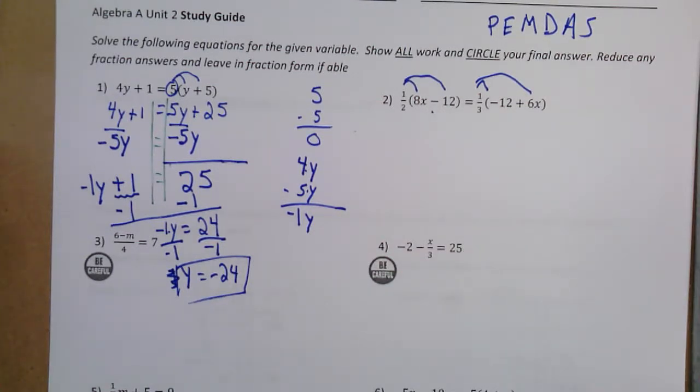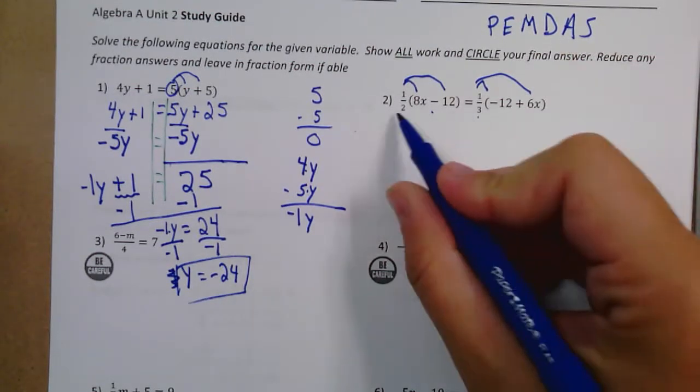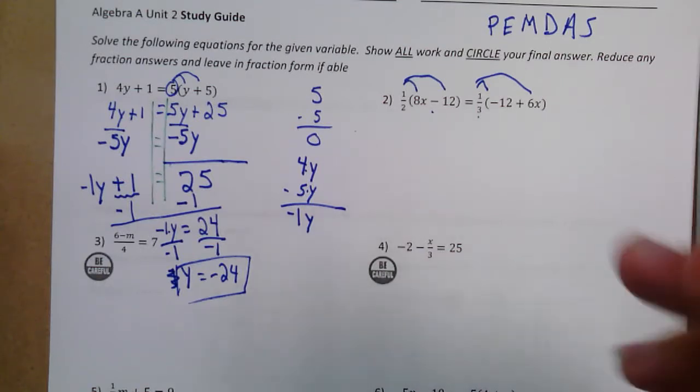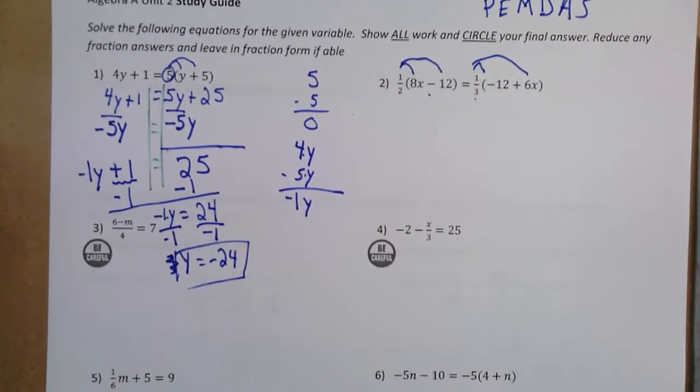And then the 1/3, you're going to want to be careful with that. Again, that doesn't come out to 0.5. That is a 1/3, not a 1/2. Make sure you're keeping those straight, but you're taking 1/3 times -12. So I'm going to let you go ahead and solve that.